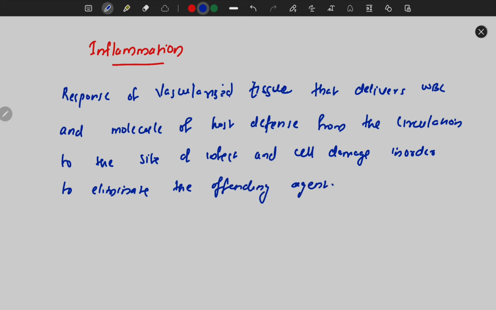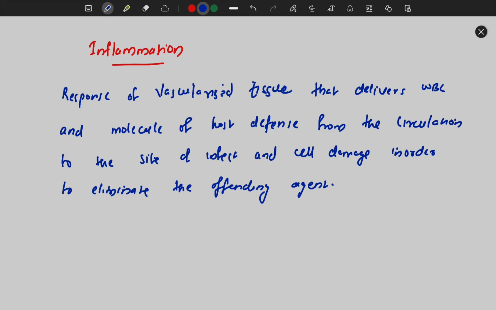So this is basically inflammation. When there is an injurious stimulus, our body will respond. This response of the vascularized tissue that delivers the WBC and the molecules of host defense from the circulation to the site of infection and cell damage in order to eliminate the offending agent is called inflammation.